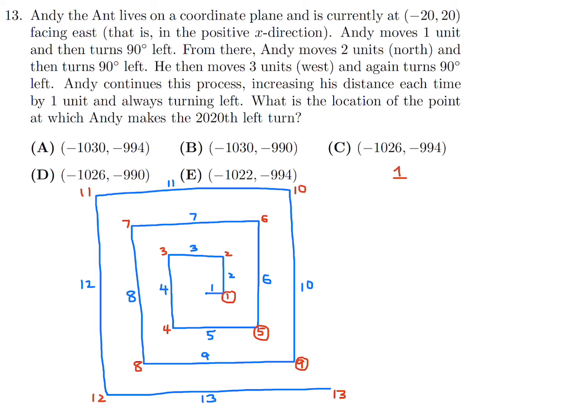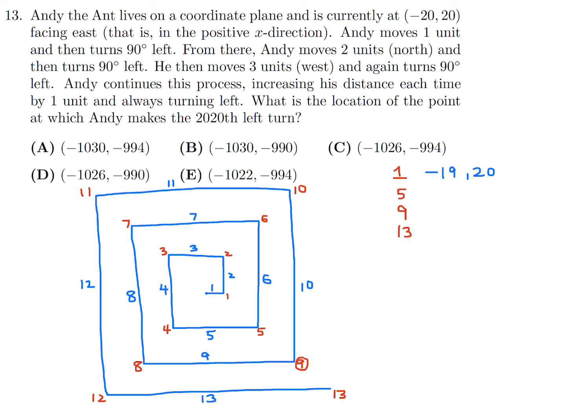And I think I can, but I'm not 100% sure. So let's see. The first turn, the 5th turn, the 9th turn, the 13th turn. Hopefully those 4 should be enough for me to see if I can get a pattern or not. Okay, so he starts at minus 20, 20. So that is this point right here. That's minus 20, 20. At 1, he's just going 1 to the right. So that coordinate would be minus 19 and then 20.